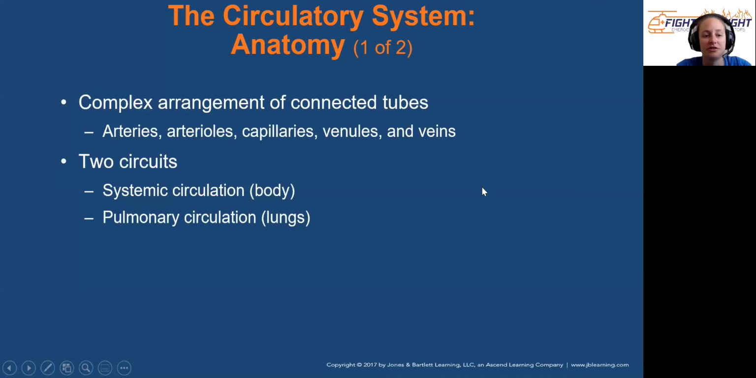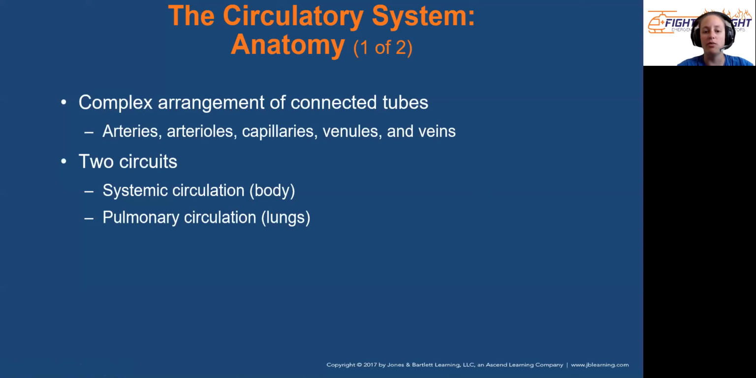Let's have a look at the circulatory system. So the circulatory system is basically everywhere that blood travels throughout your body. And the way that blood travels throughout your body is you have all these tubes. That's just the most simple way to explain it. And they're all connected to each other. And they basically take oxygenated blood and nutrients away from your heart out to your body and deliver all that.